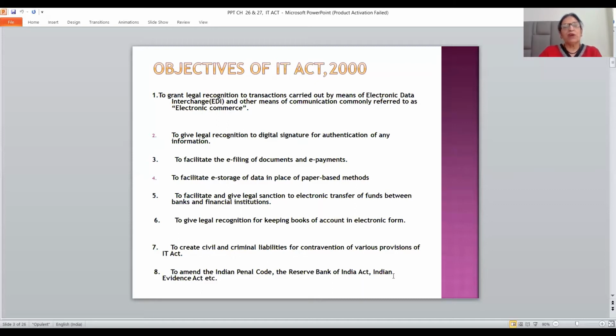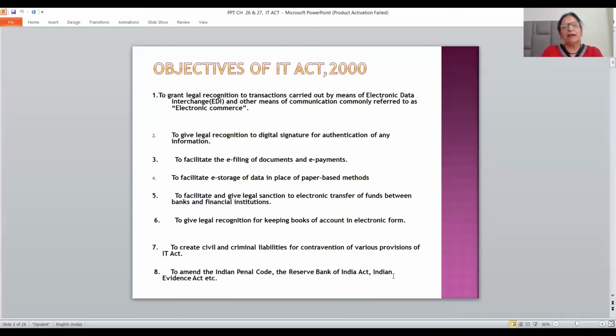So the very first, you have to explain also, friends. To grant legal recognition to transactions carried out by means of EDI and other means of communication, commonly referred to as electronic commerce, e-commerce, online buying and selling of goods and also services. Services are also available online. Okay, online buying and selling of goods.